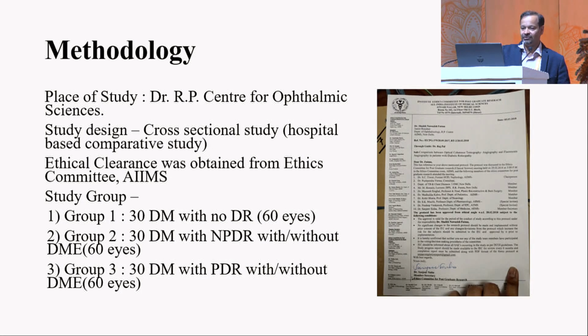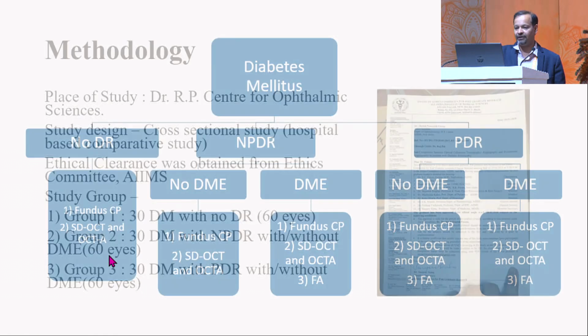This study was conducted at RP Center. It was a cross-sectional study, and we performed it after obtaining ethical clearance from the ethics committee of the AIIMS. We had 3 study groups. Group 1 had 30 diabetic patients without any diabetic retinopathy. Group 2 had eyes with non-proliferative diabetic retinopathy, and these eyes may have diabetic macular edema or not. And group 3 had diabetic patients who had proliferative diabetic retinopathy.